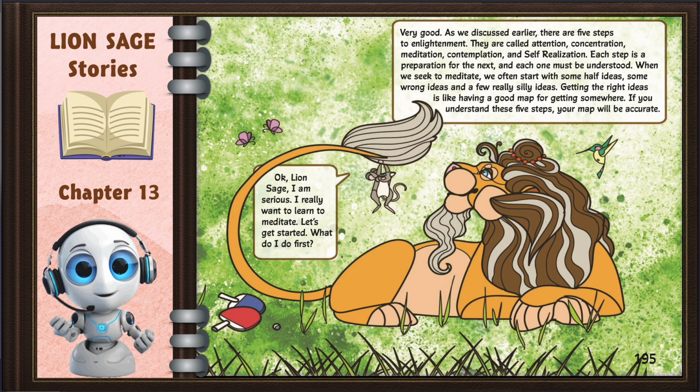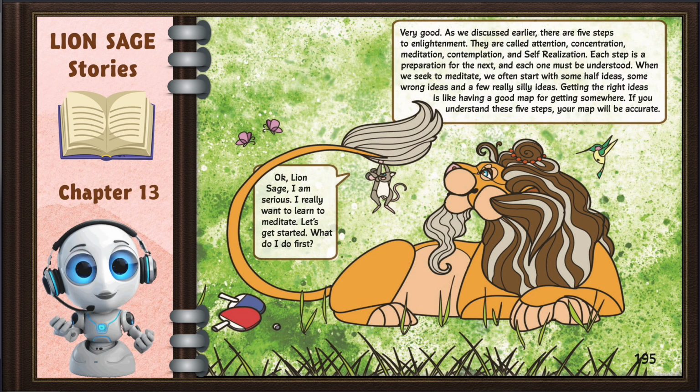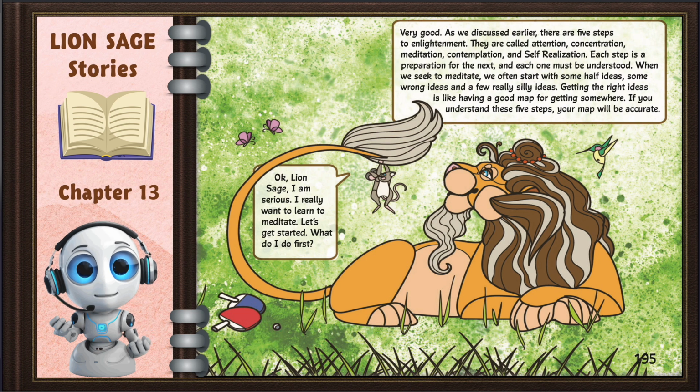When we seek to meditate, we often start with some half ideas, some wrong ideas, and a few really silly ideas. Getting the right ideas is like having a good map for getting somewhere. If you understand these 5 steps, your map will be accurate.